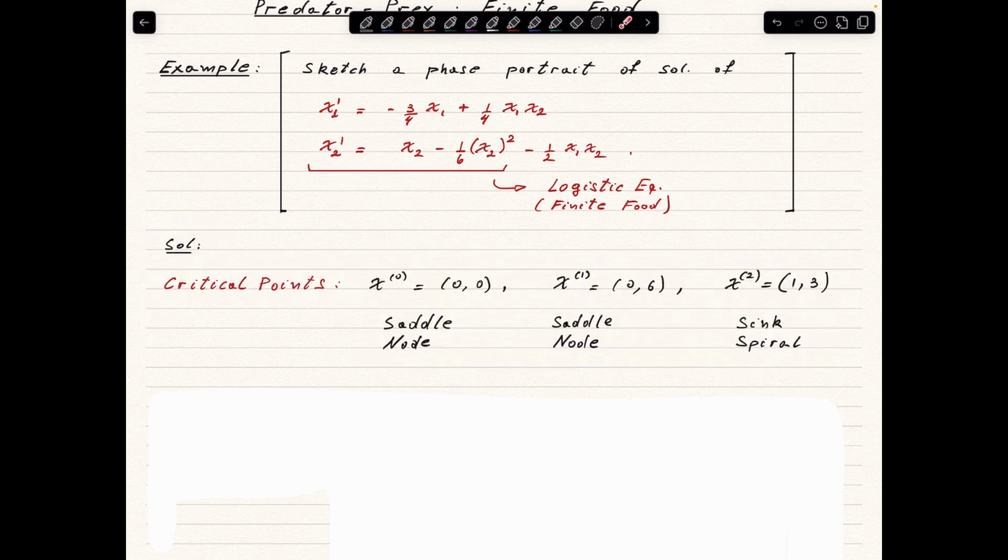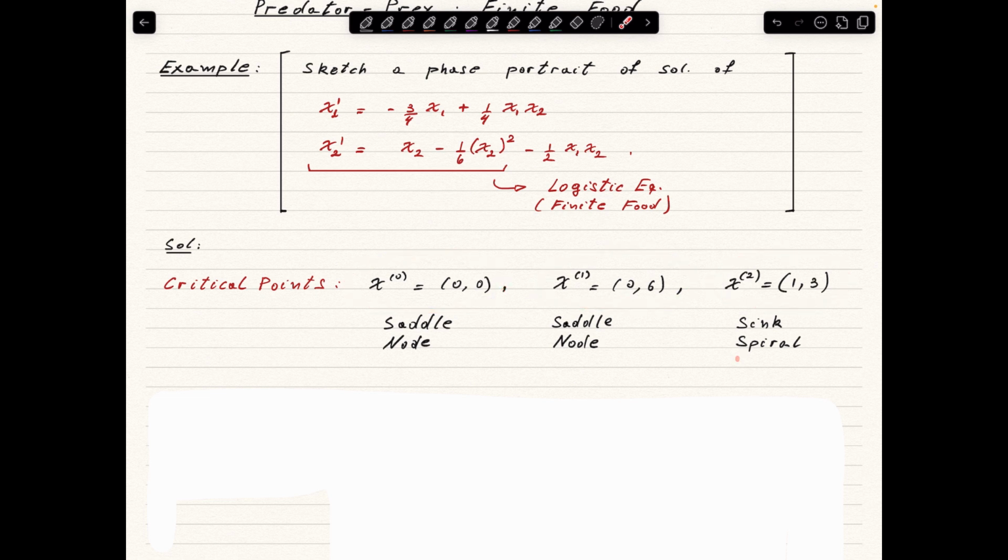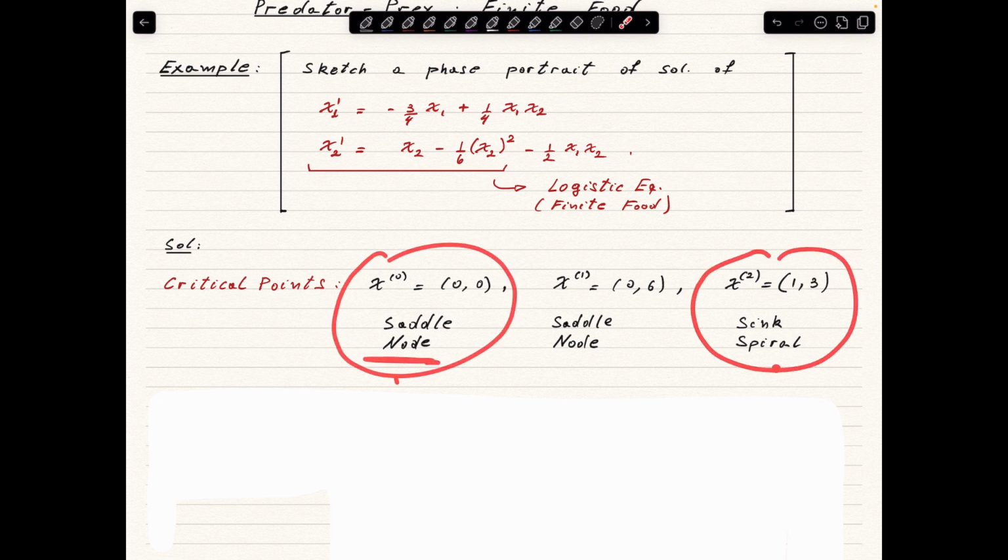Critical points. We are going to have one more critical point than before. We had the critical point 0, we have one critical point before in the middle, and now we have one on the axis, on the vertical axis. And the saddle that we had before is still a saddle. The center becomes a sink in this case, and the new critical point is a saddle.